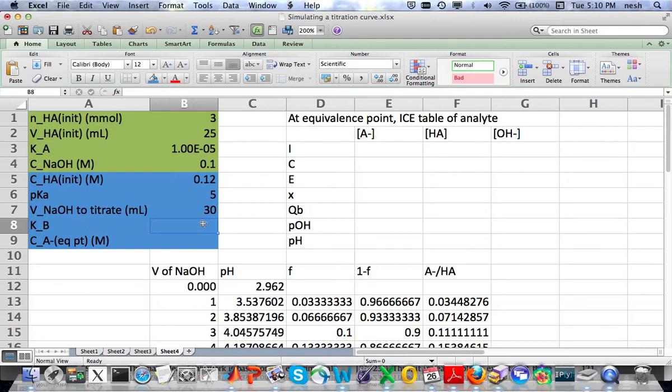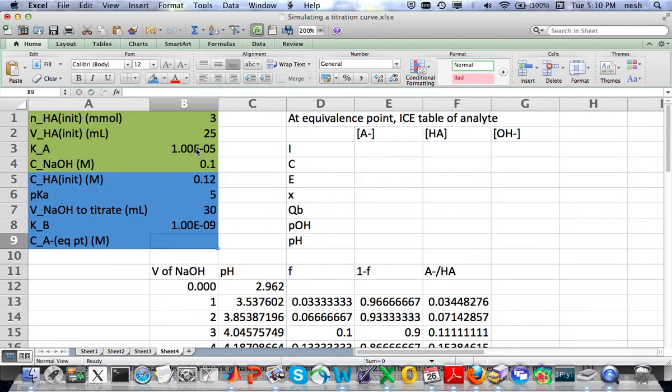One of them is Kb of A minus, which is related to Ka of HA, and I think you know how to do that. That's just Kw divided by Ka, if you want to give that a shot. Okay, I think I need to say here Kb is equal to 1 times 10 to the minus 14 divided by Ka. So there's that number.